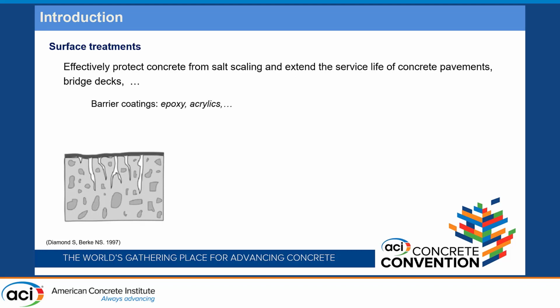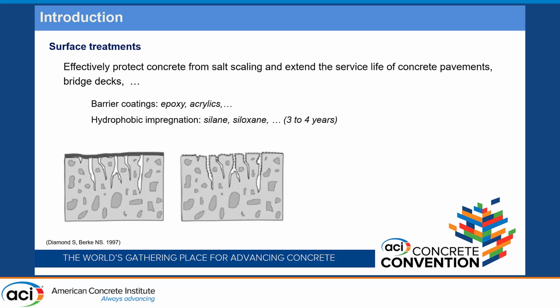For example, the epoxy. This kind of epoxy will form a film on the surface and then keep the water out. The second is called hydrophobic impregnation. For example, the silane and the siloxane. This kind of sealer will make the surface hydrophobic and then make the surface repel the water.